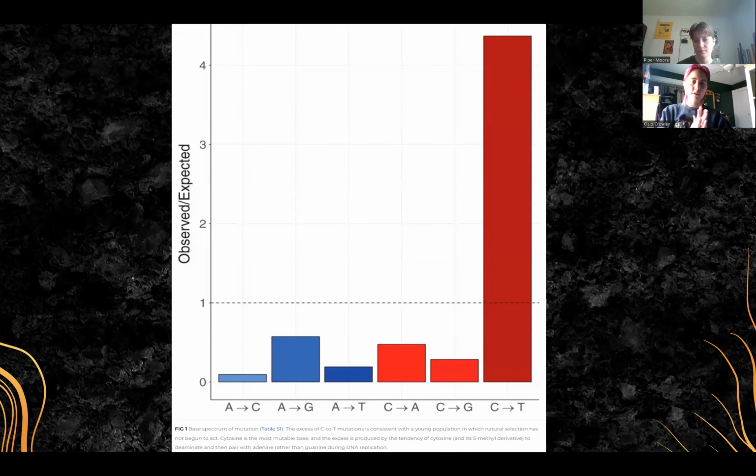Okay, so this is a graph in the research article where the researchers observed that the base spectrum of mutation with its clonal variants had a very high degree, as you can see right here, of C to T. This coincides with the de novo mutation spectrum of other specimens of fungi and other creatures, which again further emphasizes that it's only in the early stages of diversification. I believe next slide.